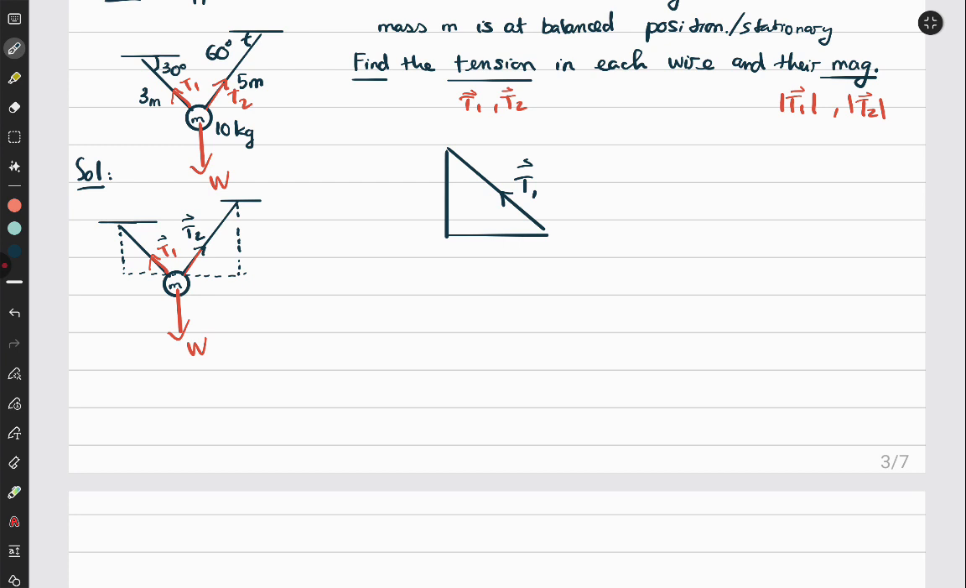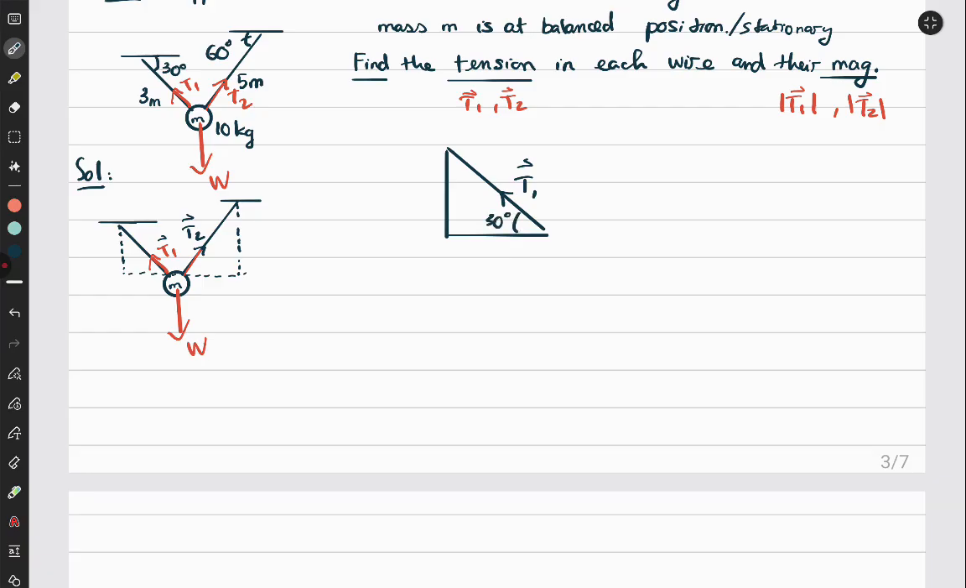The goal is I'm trying to express this T1 in terms of this vector and this vector. Also, I need to borrow this angle. Somewhere in there the math needs to have this angle. What do you think this one is? 30, because over there is 30. So 30 here, 60 here, 60 here. So we know that 30.